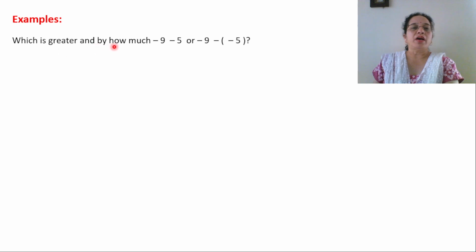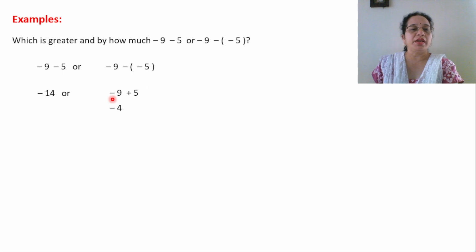Which is greater and by how much? Now here the question is given with two numbers, so first we need to solve these to get integers, and then we will do the comparison. First, minus 9 minus 5, or this other number. First we will solve this. Signs are same, add the numbers, and the greater number's sign will come in the answer. So this is minus 14. Now negative of a negative will become positive: minus 9 plus 5. Signs are different. Subtract the numbers, and the greater number's sign will come in the answer. So this is minus 4.